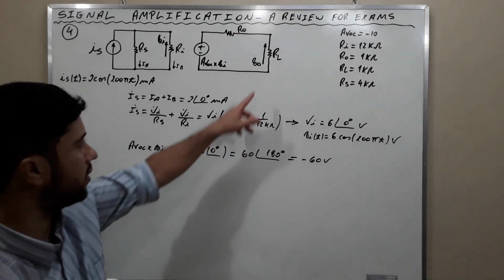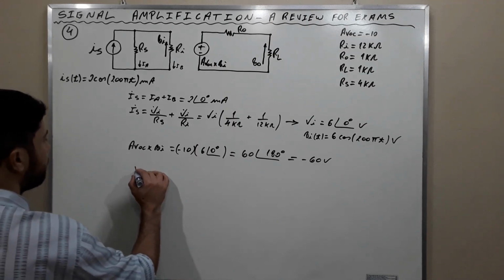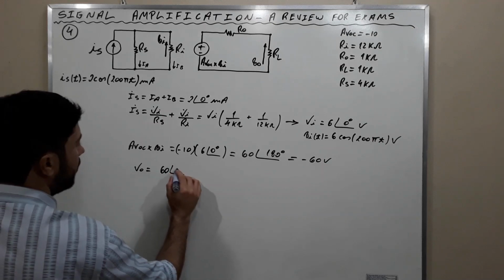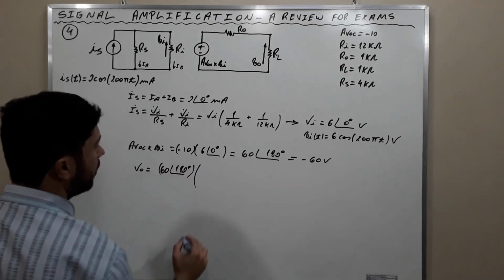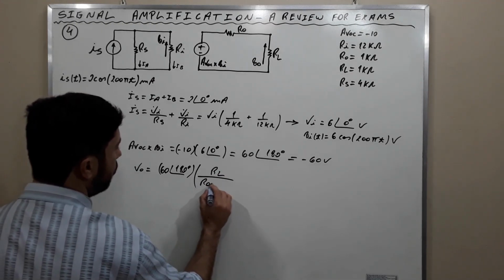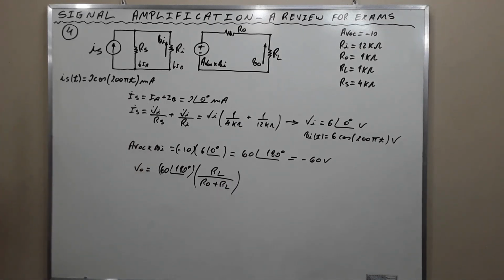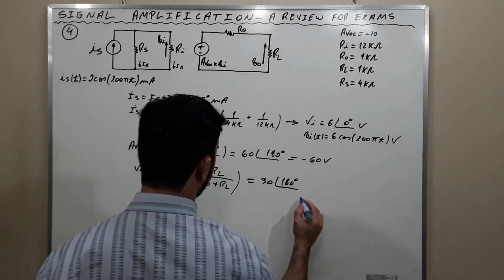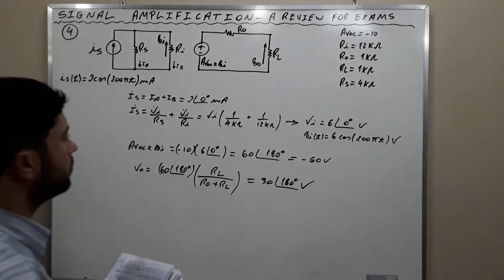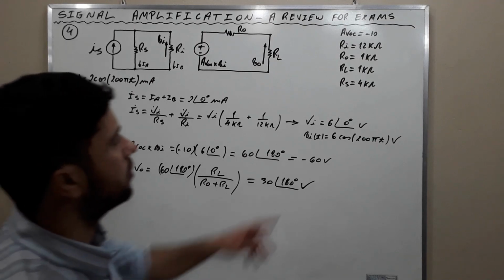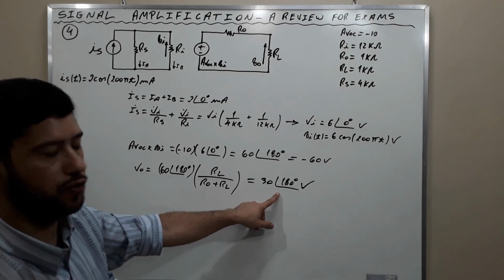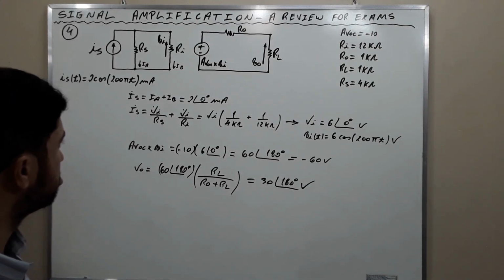All right, we can now apply the voltage divider rule here, and we find that Vo is equal to this voltage here, 60 phase 180 degrees, times RL over Ro plus RL. Both Ro and RL are equal to 1 kilo ohms. And we find that Vo is equal to 30 in the phase 180 degrees volts. Observe that here the amplifier is causing a phase shift of 180 degrees to the signal.